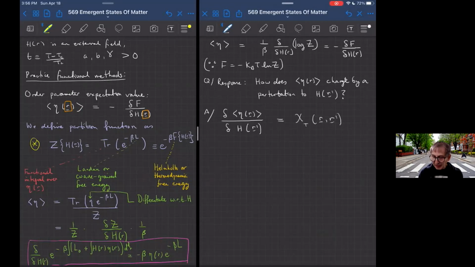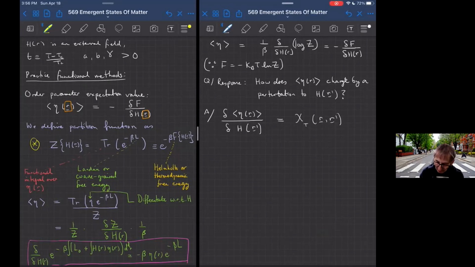Now, the isothermal susceptibility that you learned about in thermodynamics is just the magnetization response to the external field, but now we've generalized this to an arbitrary order parameter, and we've generalized it to an order parameter that is a field in space. And so let's now go and compute what this object is.